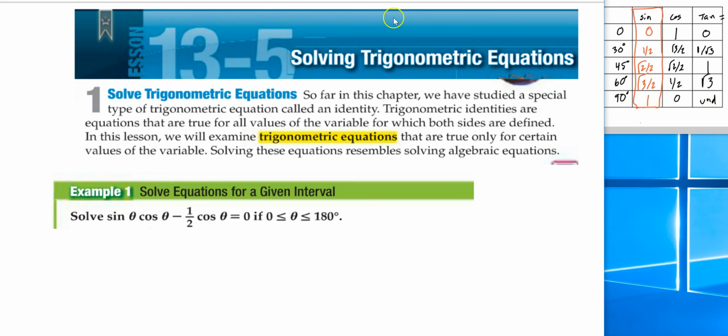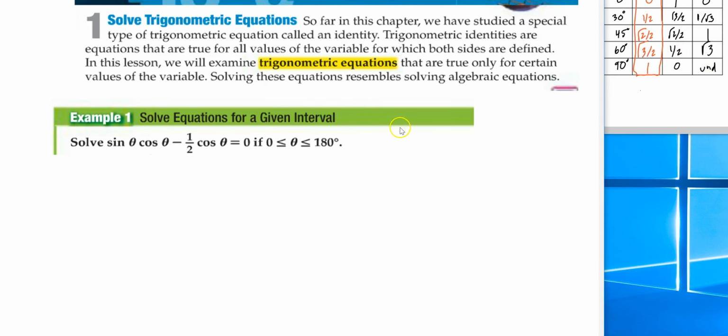13.5, solving trigonometric equations. So what we're going to do here is solve trig equations. And to do that, the main thing I need is your unit circle. I have the table set up right there. I'm going to solve these triangles. We need your unit circle.